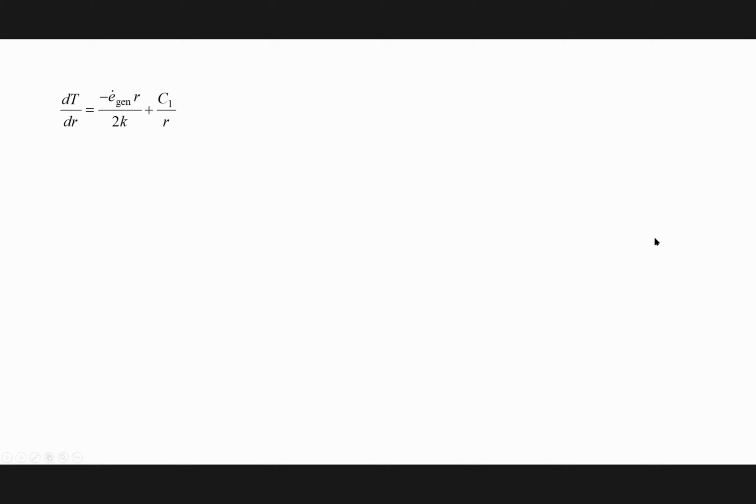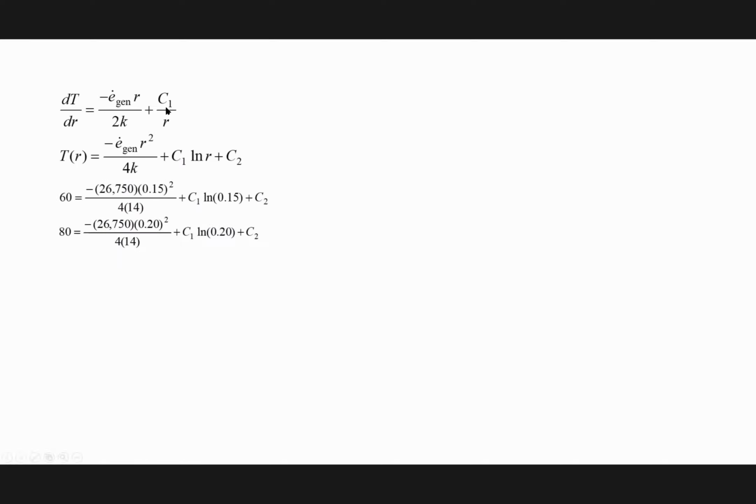If you look here, it's mentioned dT/dr at r equals R1. This is conduction passing to the wall. Therefore, dT/dr cannot be 0. So if we evaluate this equation at R1, we put Egen R1 over 2K plus C1 over R1 equals 0. That's exactly what we have here.